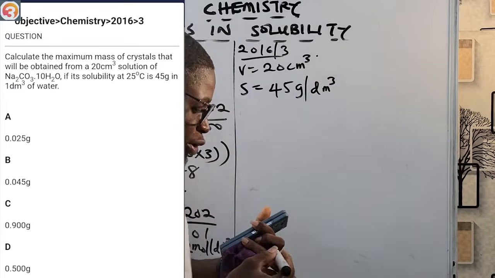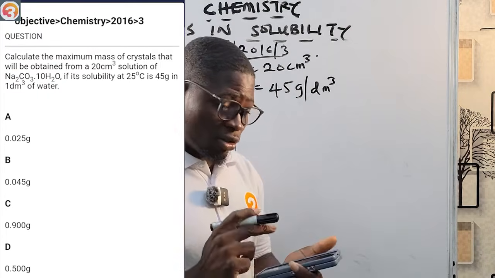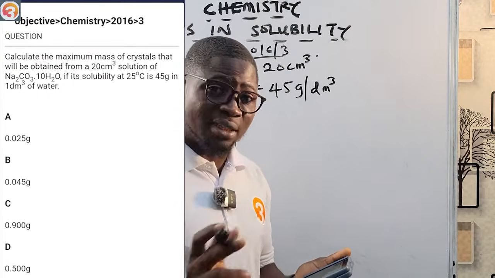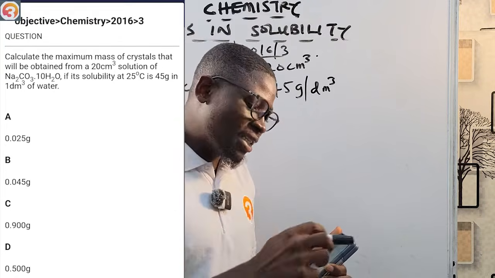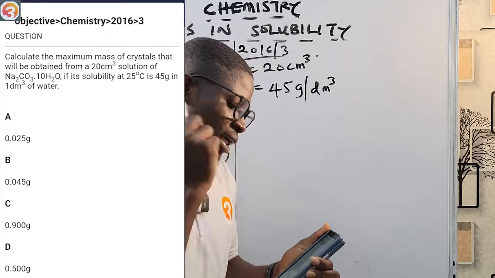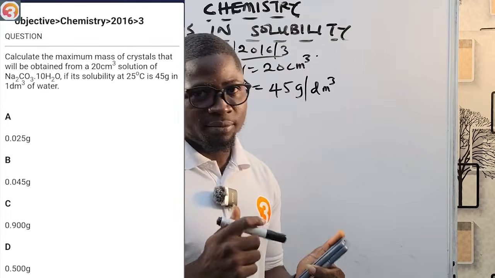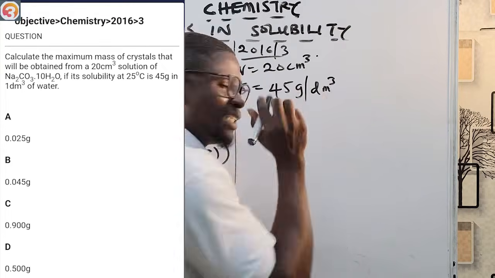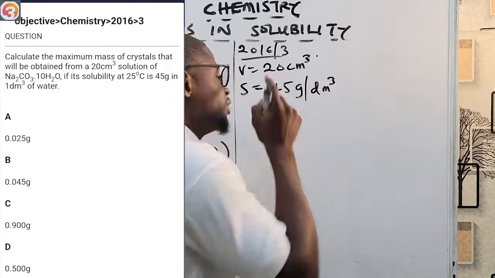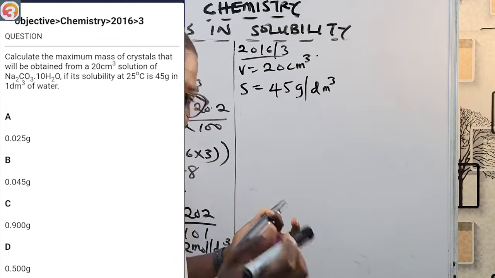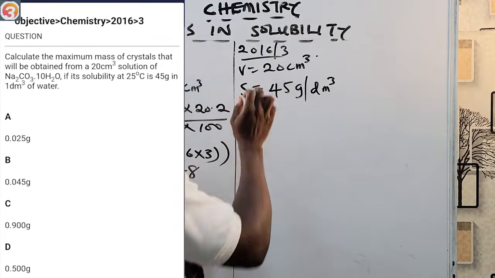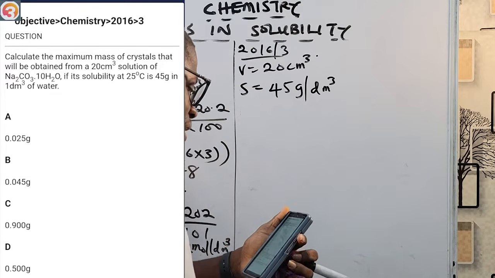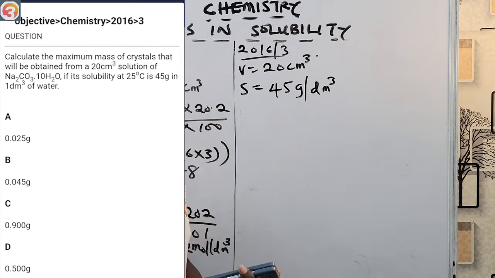So know how to translate questions. If you don't know how to translate the question, you fail it. Given that the solubility at 25 degrees Celsius is 45 gram in 1 dm cube of water, for 1 dm cube we have 45 gram. It's as simple as that. Now we are given the solubility and the volume, and we are told to find the mass of crystals.